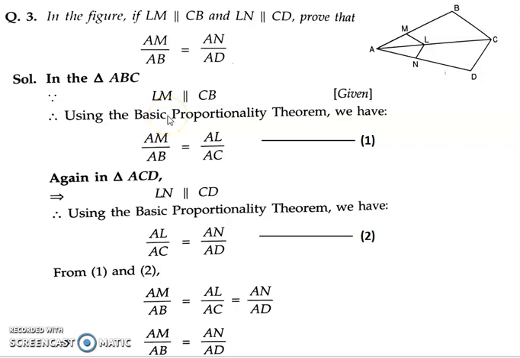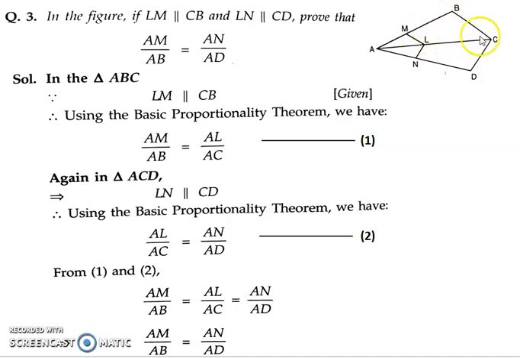Now, whenever we apply the basic proportionality theorem, we have to consider the triangles where we are applying it, because BPT is only applicable for triangles. So first you have to mention which triangle you are going to apply BPT in. In triangle ABC, first I am going to apply it. In triangle ABC, LM is given parallel to BC. So the side which is given parallel should be one of the sides of the triangle. Then only you can apply BPT there.